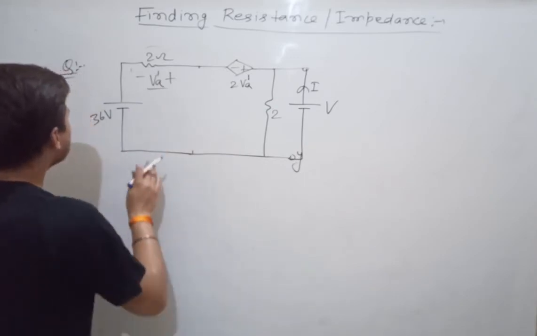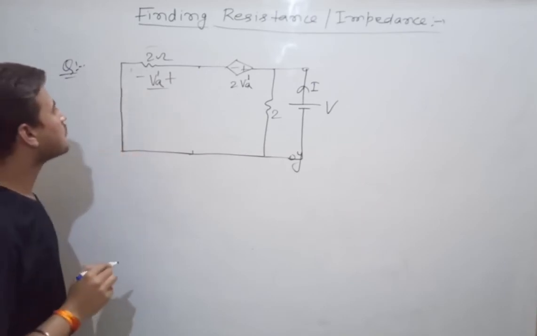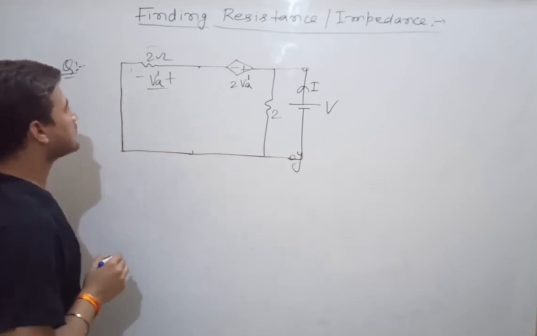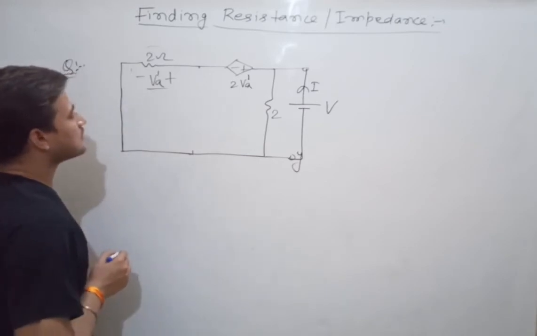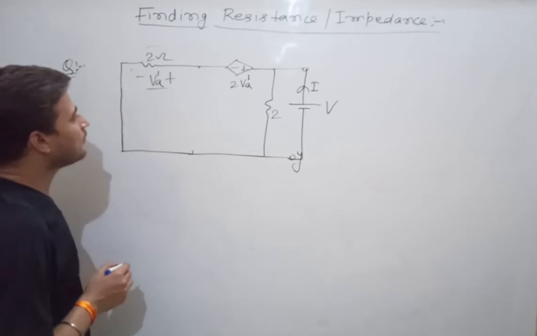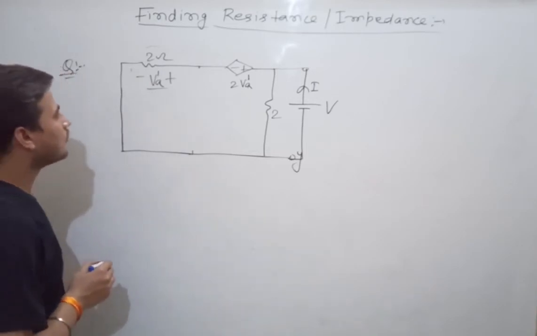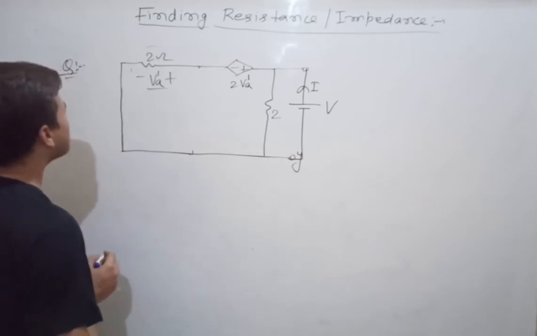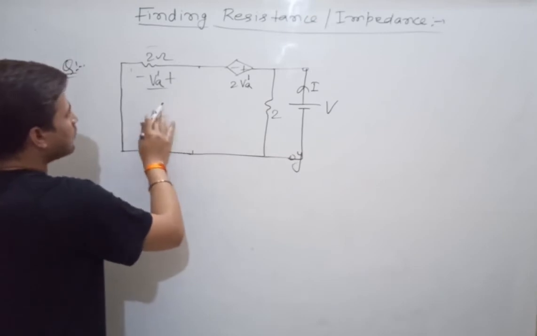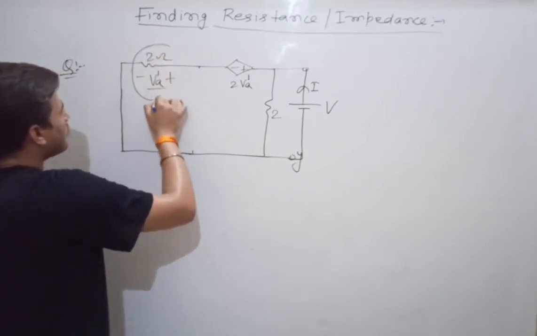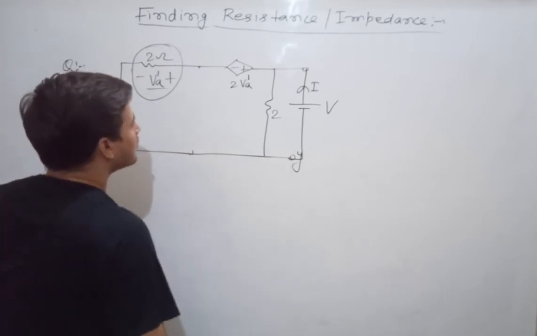And here what will happen? This independent source will also be deactivated. So once this independent source is deactivated, then what will happen? You will see that if you apply Ohm's law, then you don't know the current through this branch.